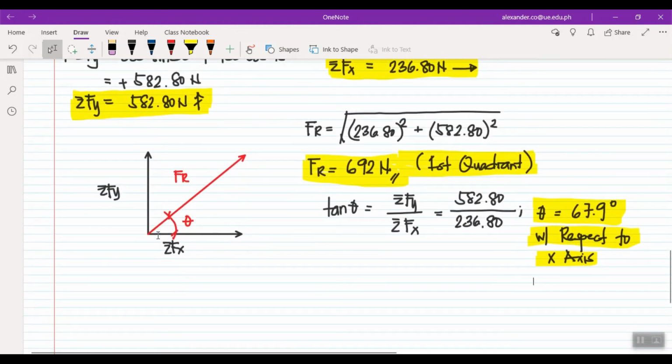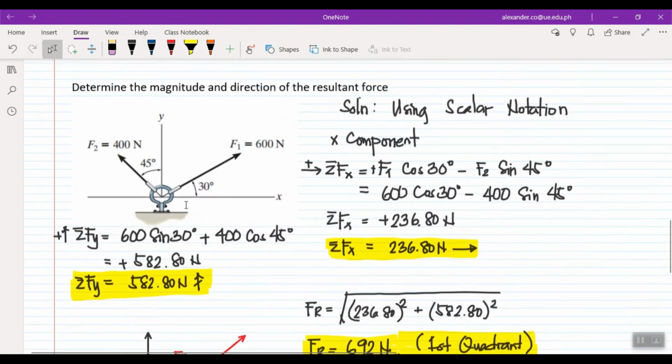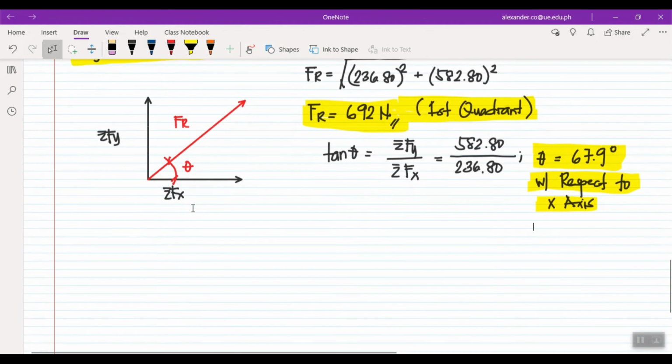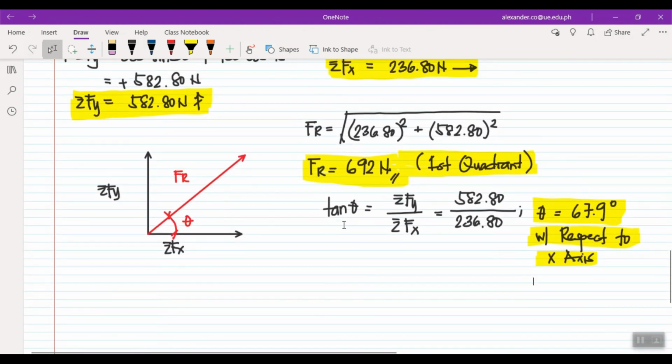And then, ginraph ko lang, no? So, positive F of x, nakuha. Positive F of y. So, pinalat ko yung FR. Ang magnitude na lumabas is 692. Then, ito, ang tawag dito ulit, yung direction with respect to x. So, that will be inverse tangent, theta. So, ang sagot is 67.9.